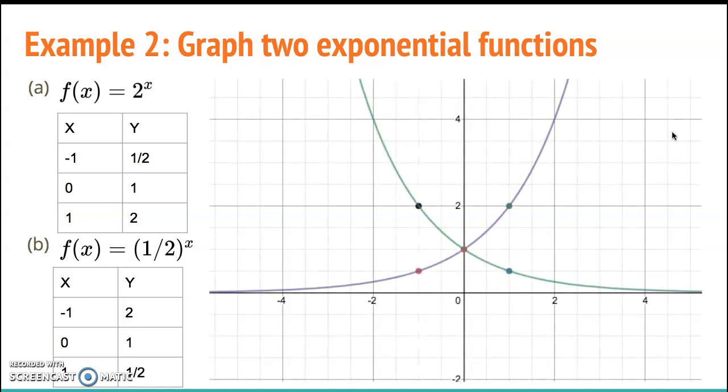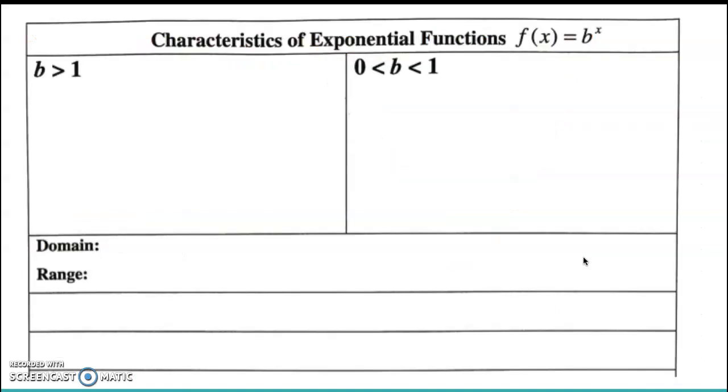So if we compare these graphs here, 2 to the x, which you can see in purple, is increasing from left to right. An increasing graph from left to right we call exponential growth. And in green here you have the graph of 1/2 to the x power, and that graph is decreasing from left to right. So if we think of our increasing and decreasing intervals from previous units, we call that exponential decay for decreasing. All right, so on the next slide we're going to talk about characteristics of exponential functions, and then we'll get to some transformations.